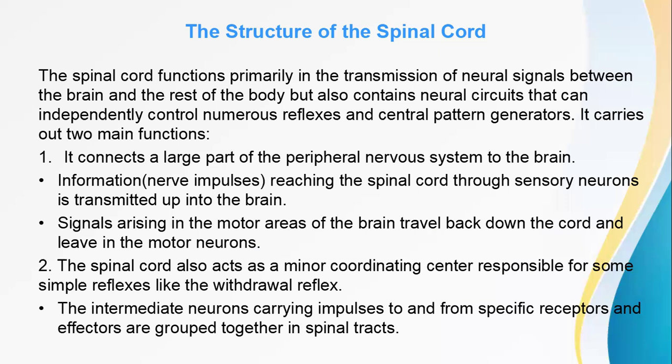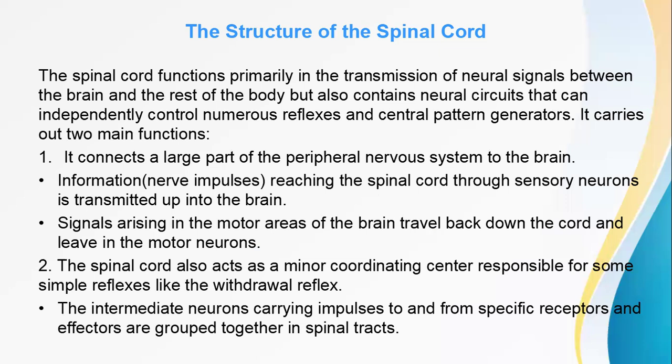The information, which are the nerve impulses reaching the spinal cord through the sensory neurons, is transmitted up into the brain, whereby the signals arising in the motor areas of the brain also travel back down the cord and leave in the motor neurons. So that's how the spinal cord connects a large part of the peripheral nervous system to the brain, by transmitting the nerve impulses from the sensory neurons into the brain, and also transmitting the signals arising in the motor areas of the brain, traveling back down the spinal cord and leaving in the motor neurons.